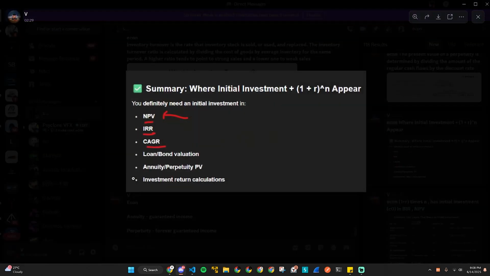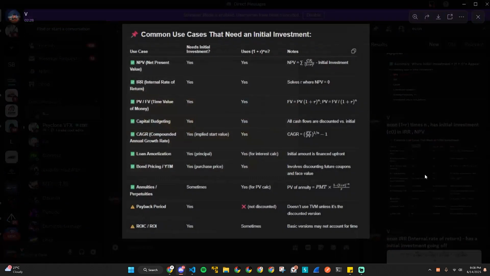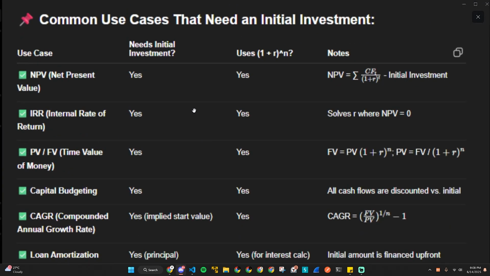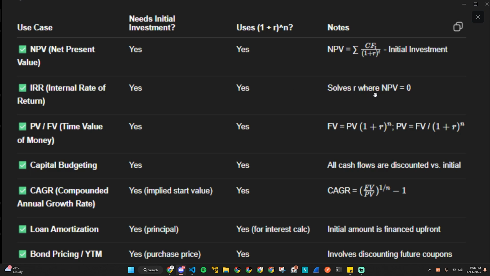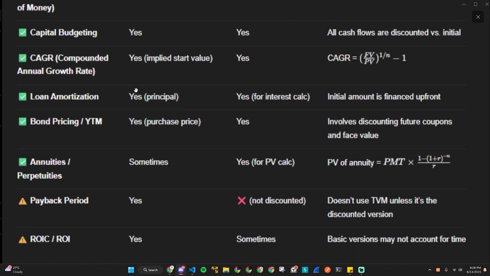All right, loan bond valuation. So bond is of course government bonds. Investment return. All right, so internal rate of return. Once again, I've explained how this works: present value times 1 plus R to the power N. Yeah, so for now that should be enough.